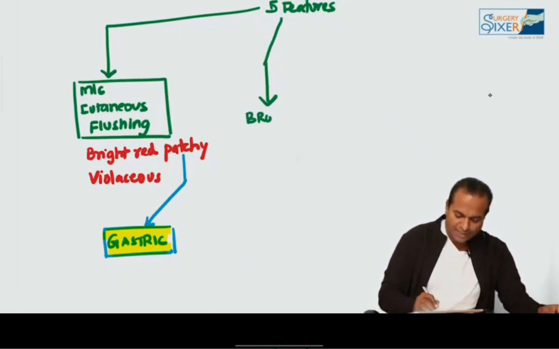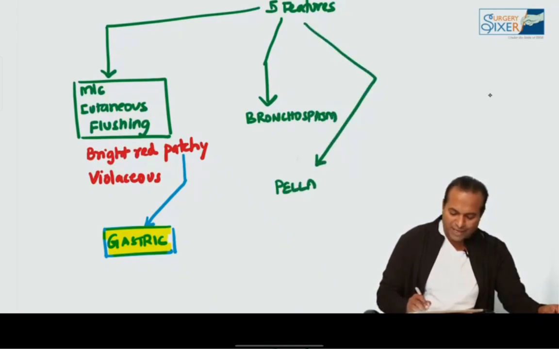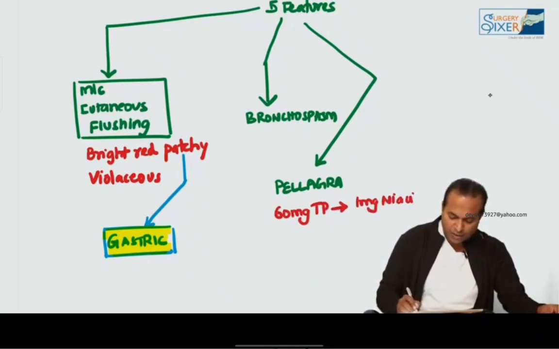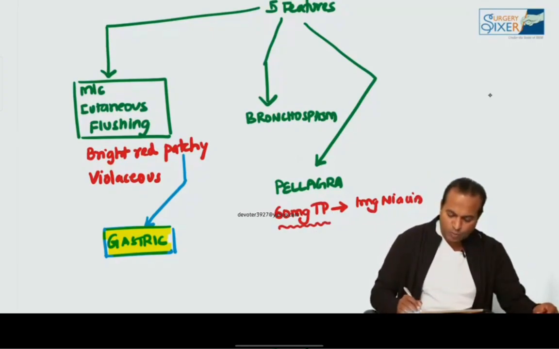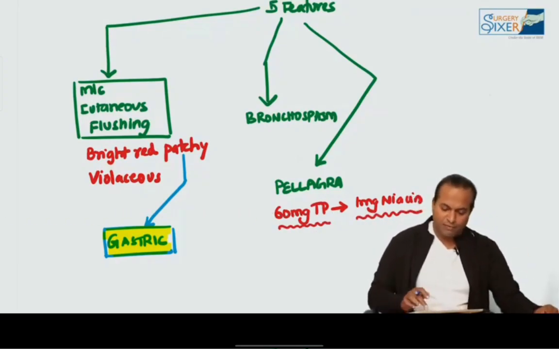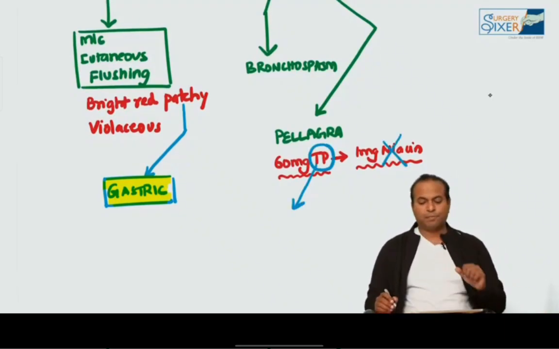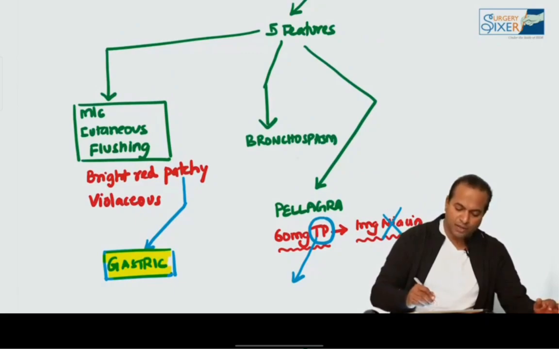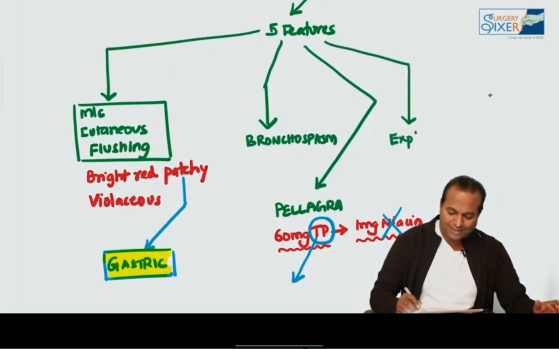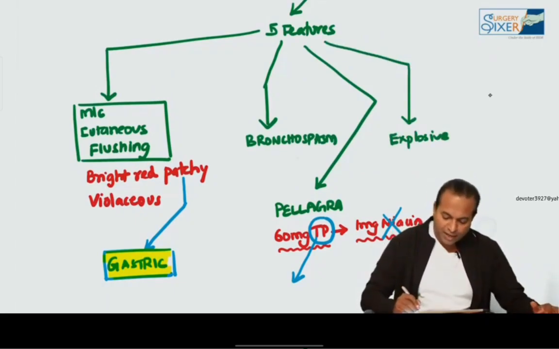Then bronchospasm. Then pellagra. Why is there pellagra? All of you know from biochemistry that 60 mg of tryptophan gives 1 mg of niacin. Here the tryptophan is totally going into the serotonin pathway and no niacin is produced. That is the reason for pellagra in carcinoid syndrome. And they have explosive diarrhea due to excessive fluid secretion.